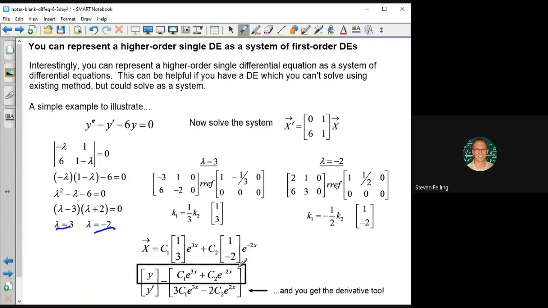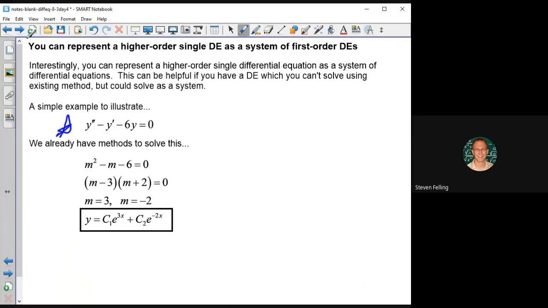So the top row of this is what y is equal to. So you get the solution to your original differential equation in the top row of your system. And for free, you get what y prime is also. So you get the solution as well as the derivative of the solution. Okay, and that matches what we did with our existing method.